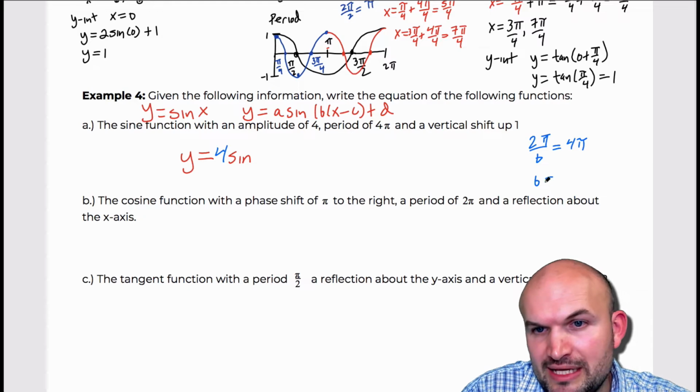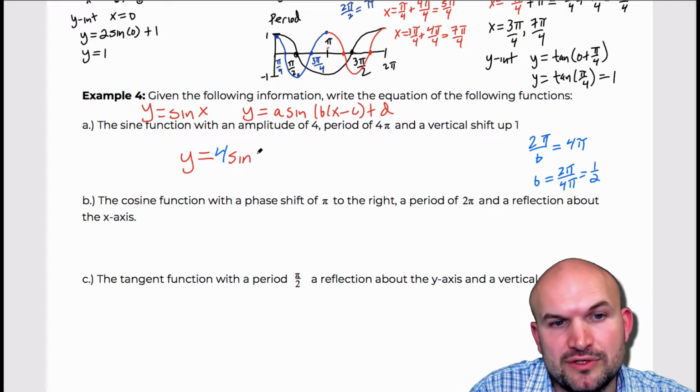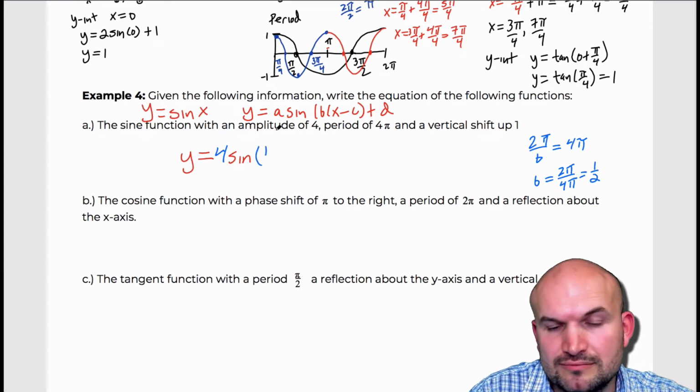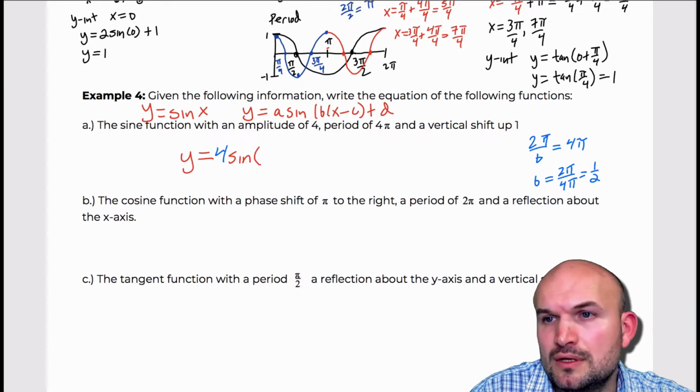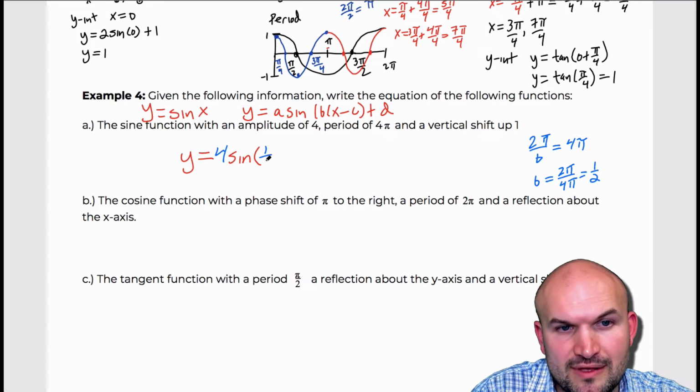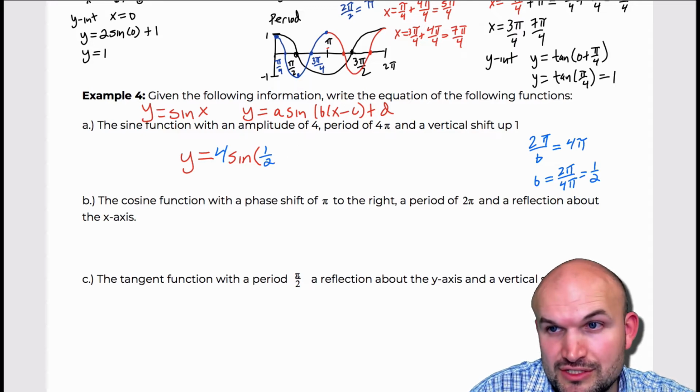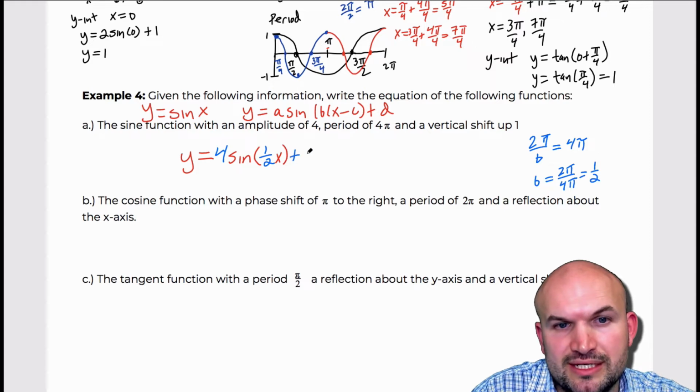So when I solve for b, multiply by b on both sides, divide by 4 pi, I get 2 pi over 4 pi, which is equal to 1/2. So therefore, I can write this as 1/2. I don't have a c, so that's just going to go back to x. And then I'm going to have plus 1, so plus d, which is plus 1.